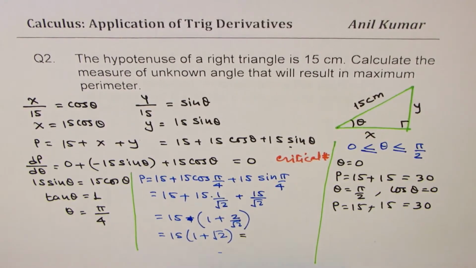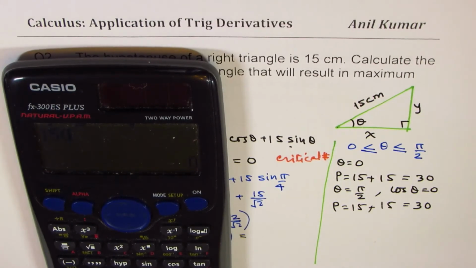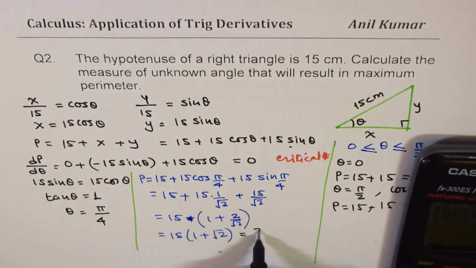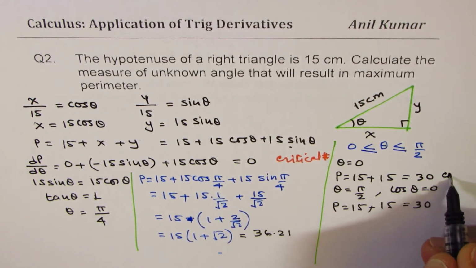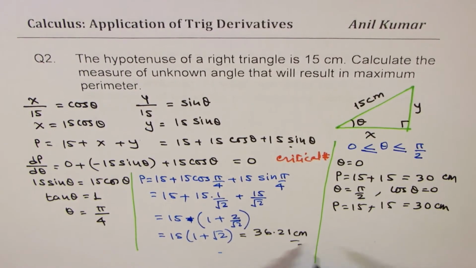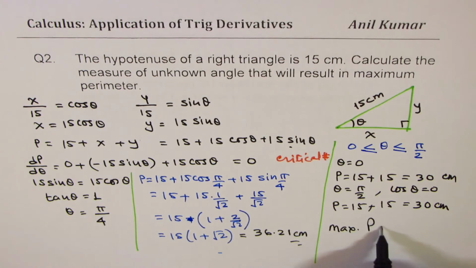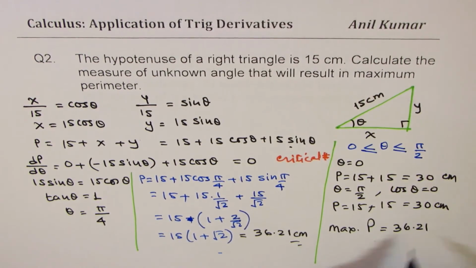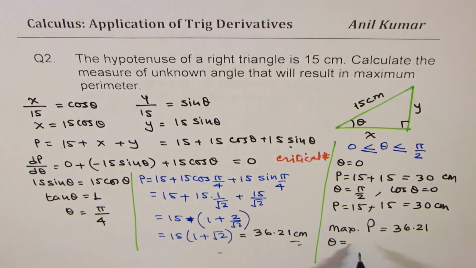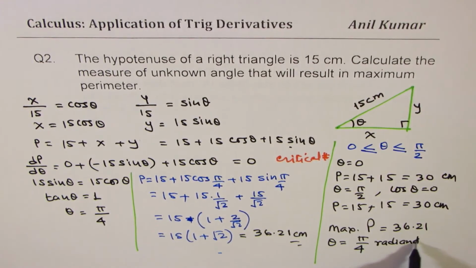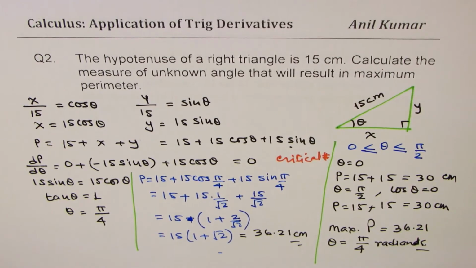Let's calculate. We get 15 within brackets 1 plus square root 2, bracket close, equals 36.21 units, being centimeters. So comparing the values, we know the maximum perimeter is equal to 36.21, but we need to only find the unknown angle, that is, angle theta equals pi by 4 radians. Is it okay? So that is how it will be solved.